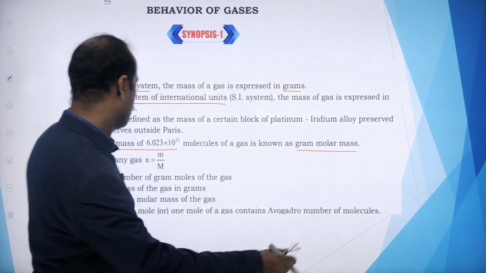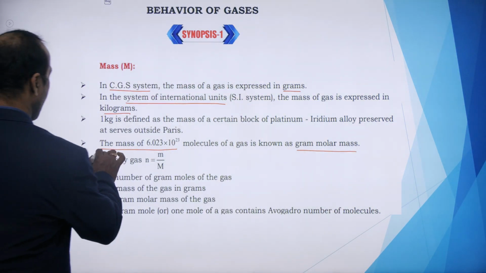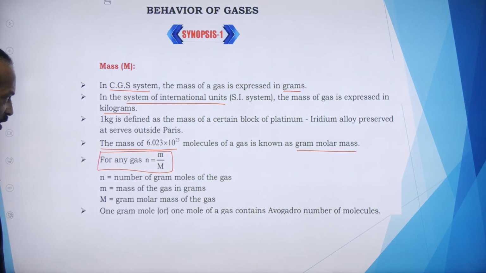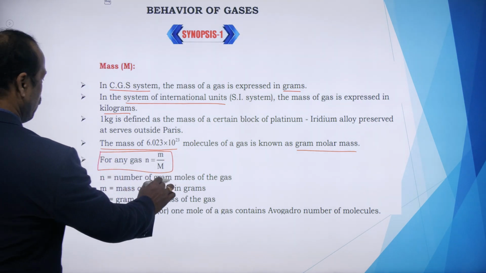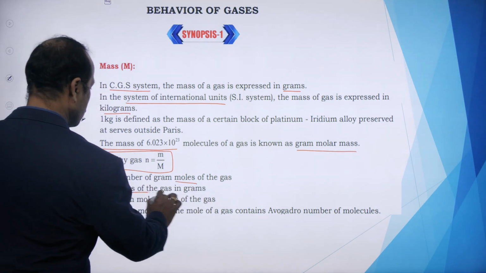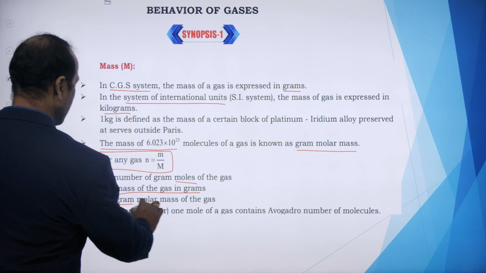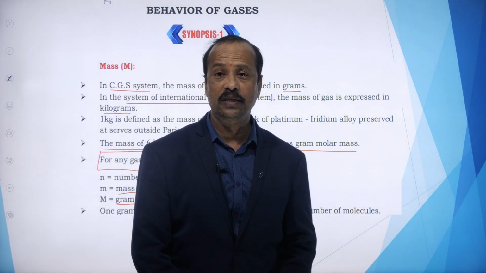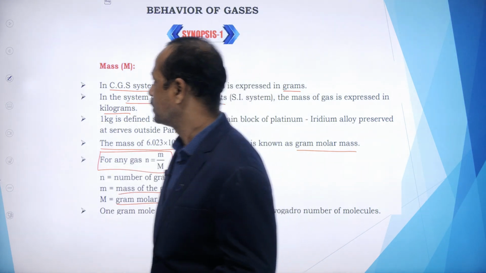This we already discussed in the last chapter, and we have a formula: number of moles equals mass by molecular mass. Here n is the number of moles, small m is the mass of the gas in grams, and capital M is the molar mass. So this is about mass.